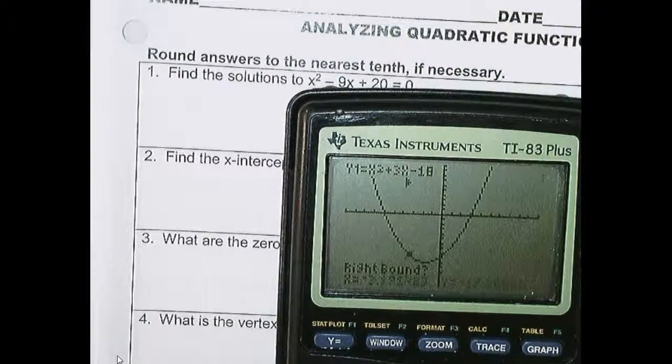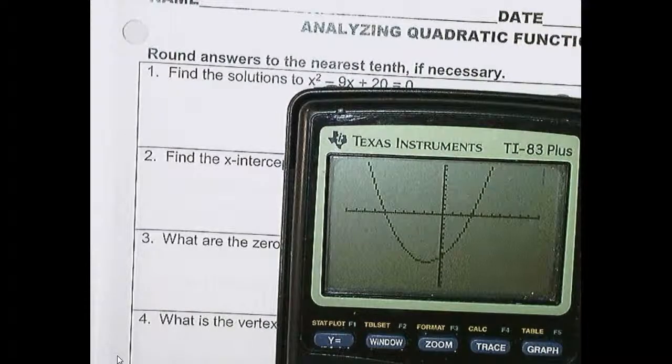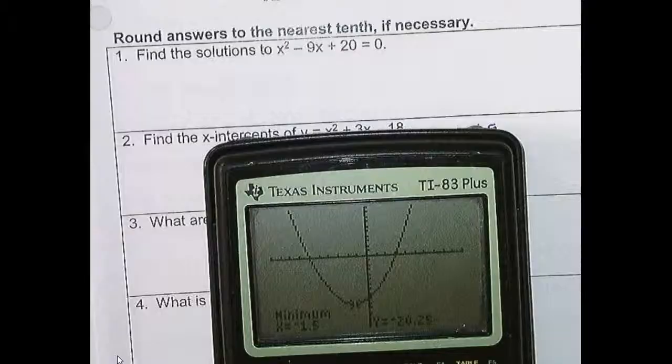I'm going to go all the way back over. I want to get past that center point. Right there's good enough for me. I don't want to get too far, but I want to get past it. I'm going to push enter again. Yes, I want the calculator to guess because I really don't want to do it myself. And survey says, you've got x equals negative 1.5 and y equals negative 20.25.